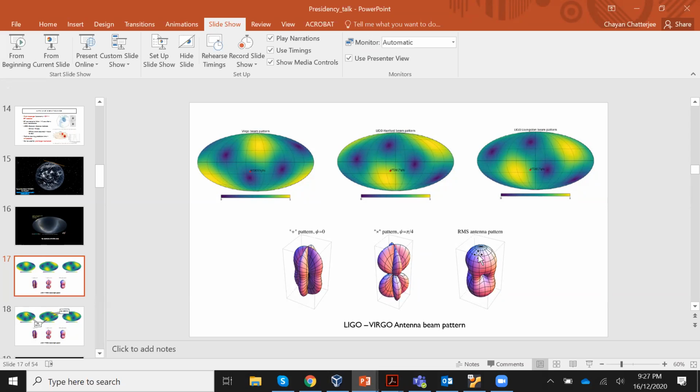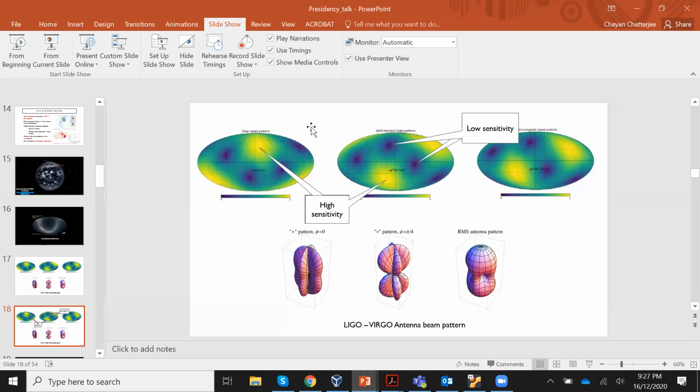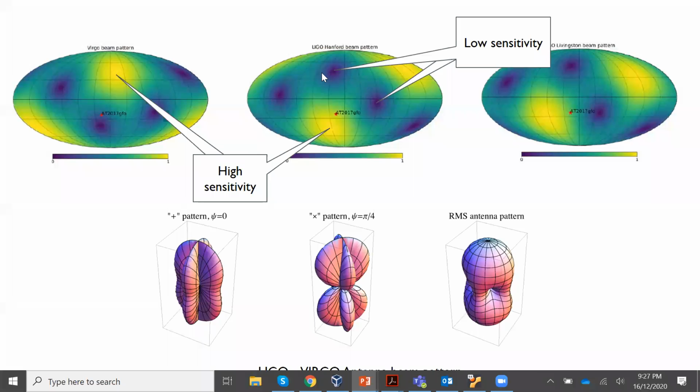As you can see here, it is a donut-like feature where, at the top and bottom of the plane of the two arms of the interferometer, the instrument is most sensitive, and it is least sensitive in the plane of the two arms. If we project this on the sky, we get features that look like this. These bright spots are regions of high sensitivity, and these dark spots, called blind spots, are regions of very low sensitivity.